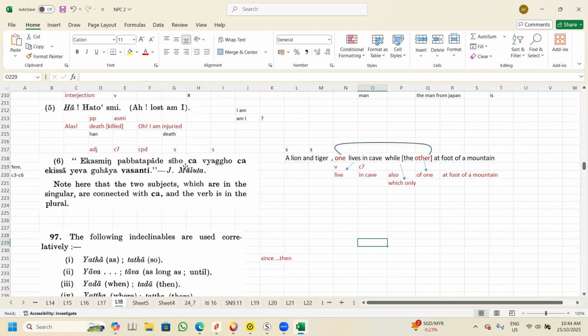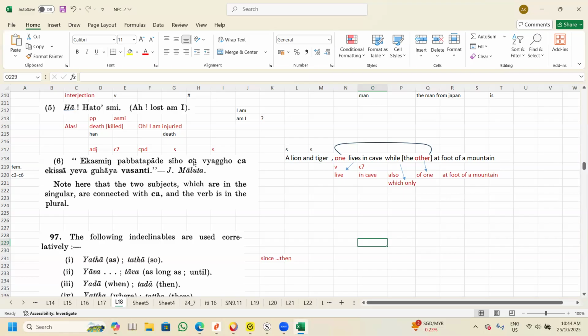Again, locative in front, followed by the subject. You must remember that. In this case, there is a subject. These two are the subject: siho and viago, which means a lion and a tiger. This is the subject.